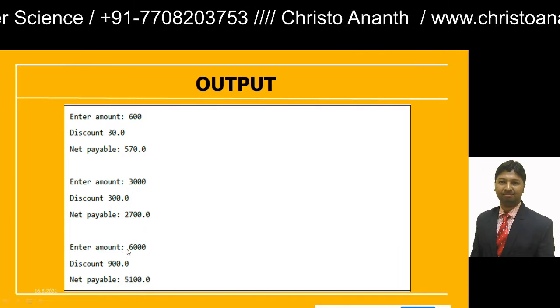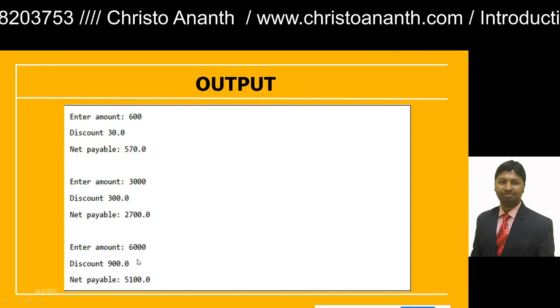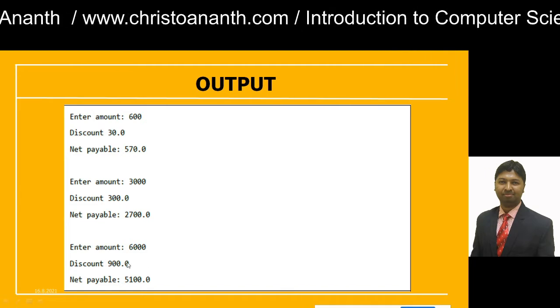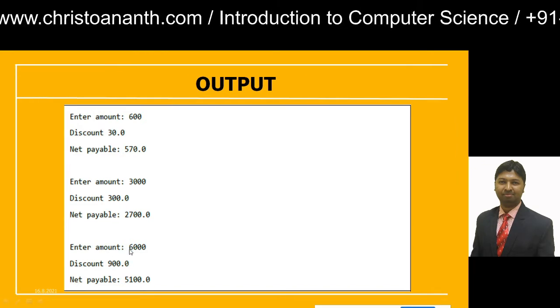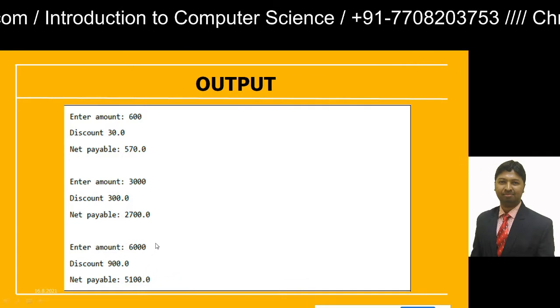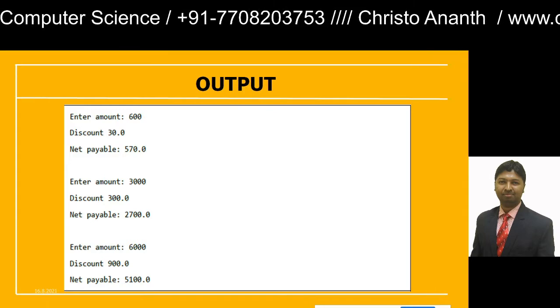And if the amount is greater than 5000, meaning 6000, you are going to give a 15% discount. So it is multiplied by 0.15, and you get 900. So 6000 minus 900, you get 5100. So this is how you evaluate with an if, elif and else statement.